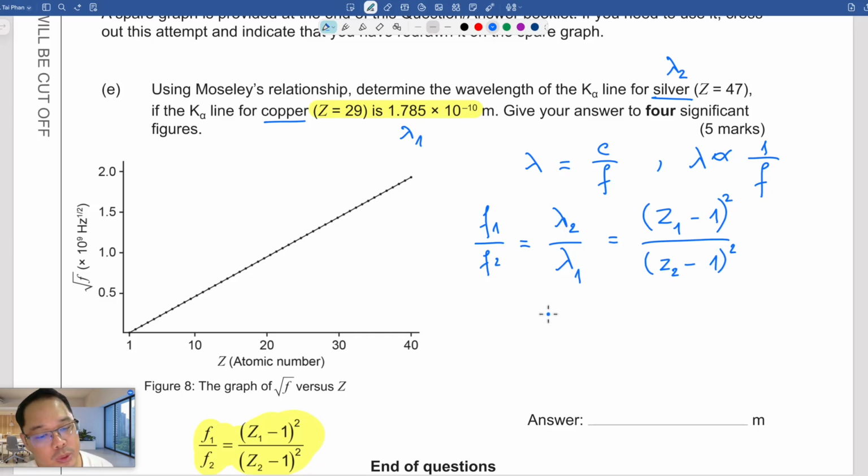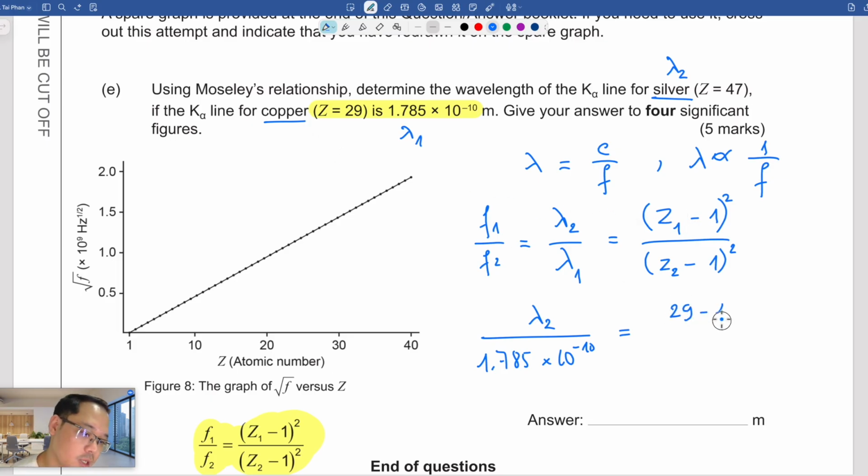Lambda 2 is what we need to find. Lambda 1 is this thing, 1.785 times 10 to the power negative 10, equal Z1 is for copper, which is 29 minus 1 all square, and then Z2 for silver, 47 minus 1 all square. And using a calculator, we can easily get the answer, lambda 2.